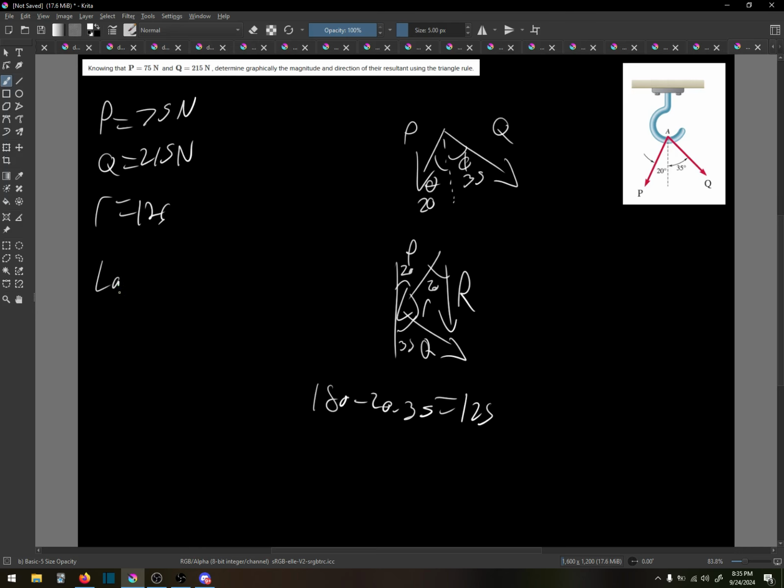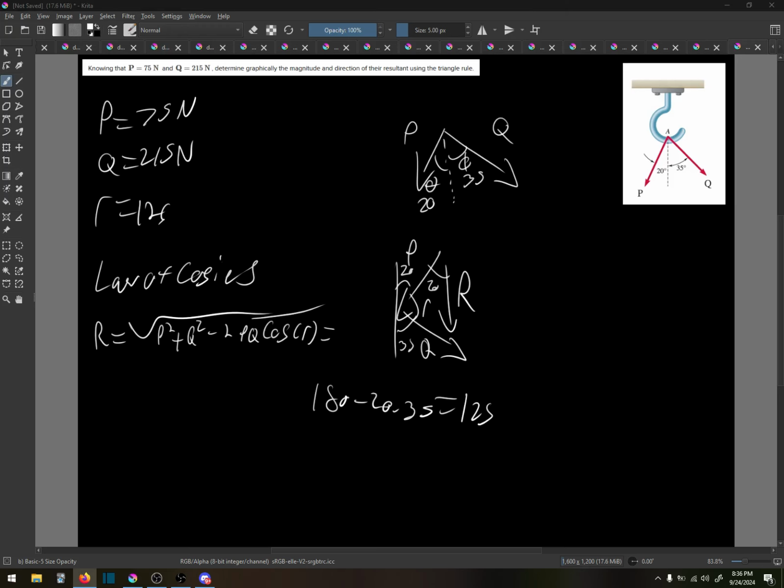We can now use the law of cosines really quickly, which is going to tell us that big R equals the square root of P squared plus Q squared minus 2PQ cosine of the angle R we just found. And this whole thing is 265.23.